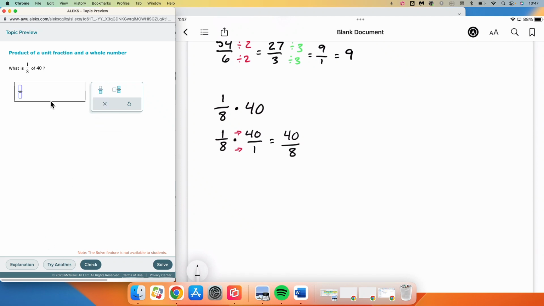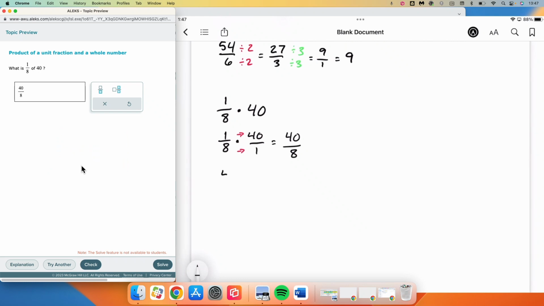Now 40 over 8 would eventually simplify down to 5. And I'm still going to do that work, but I want to see if Alex will accept 40 over 8 as an answer in this case. Write your answer in simplest form. And so it is going to force us to do the simplest form scene.